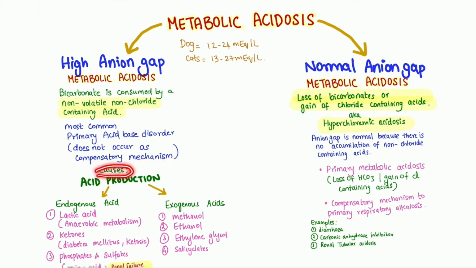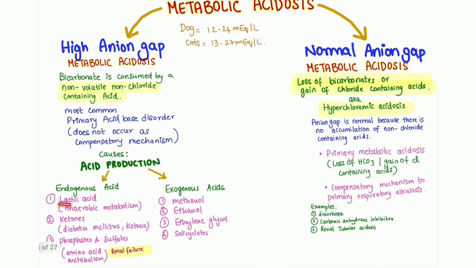Most common causes include acid production. If you take endogenous acids, you have lactic acid which is produced due to anaerobic metabolism, and that causes lactic acidosis, correct? And we have uncontrolled diabetes. In that case, you will have diabetic ketoacidosis. And if the patient is having renal failure, you will see high number of phosphates and sulfates that can contribute to high anion gap metabolic acidosis.